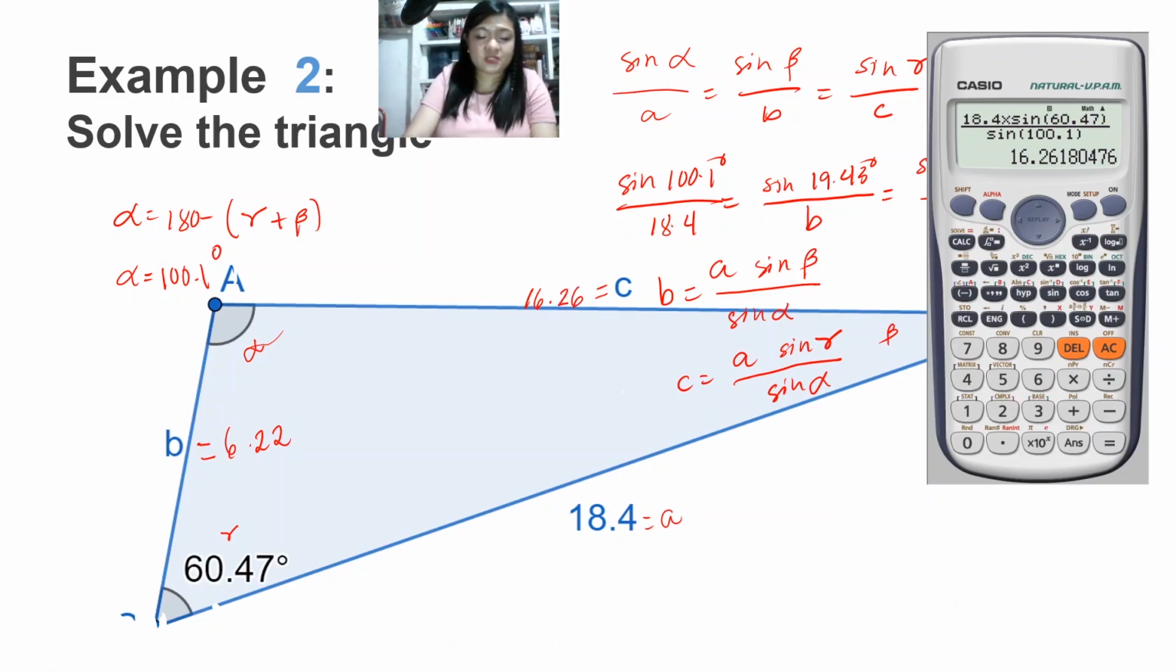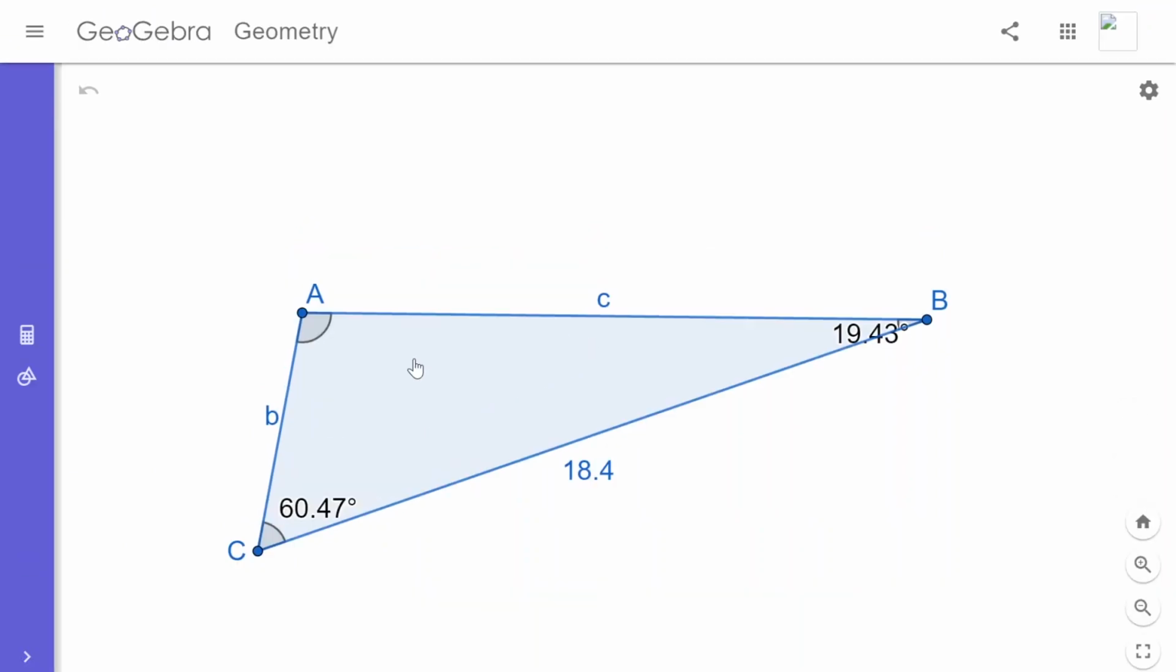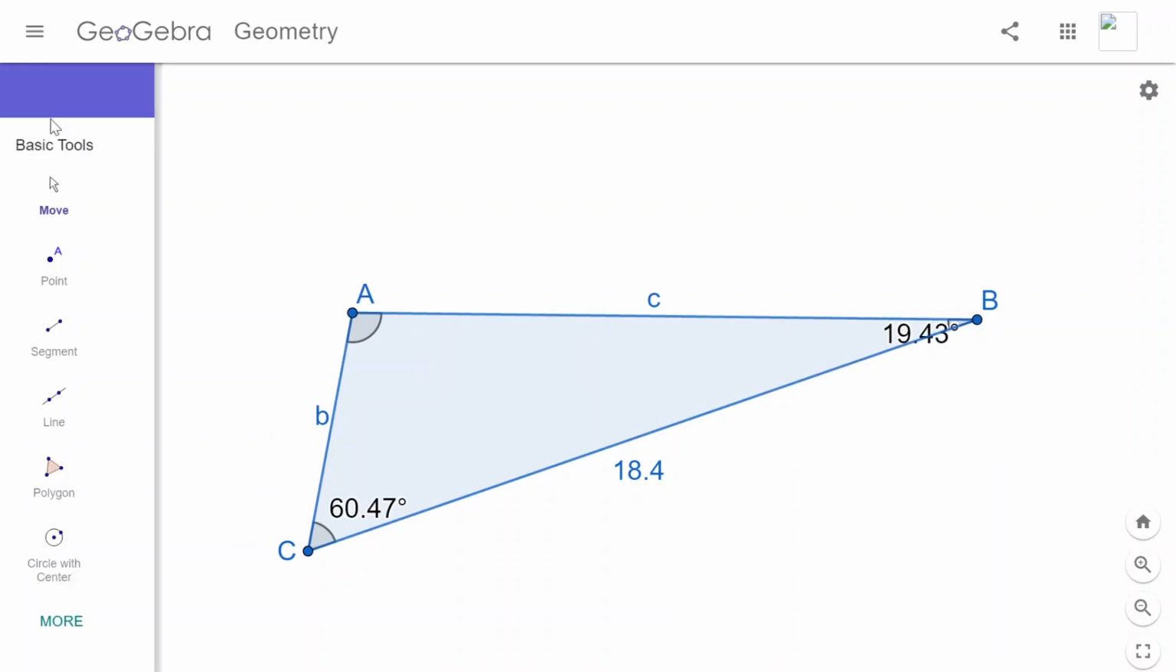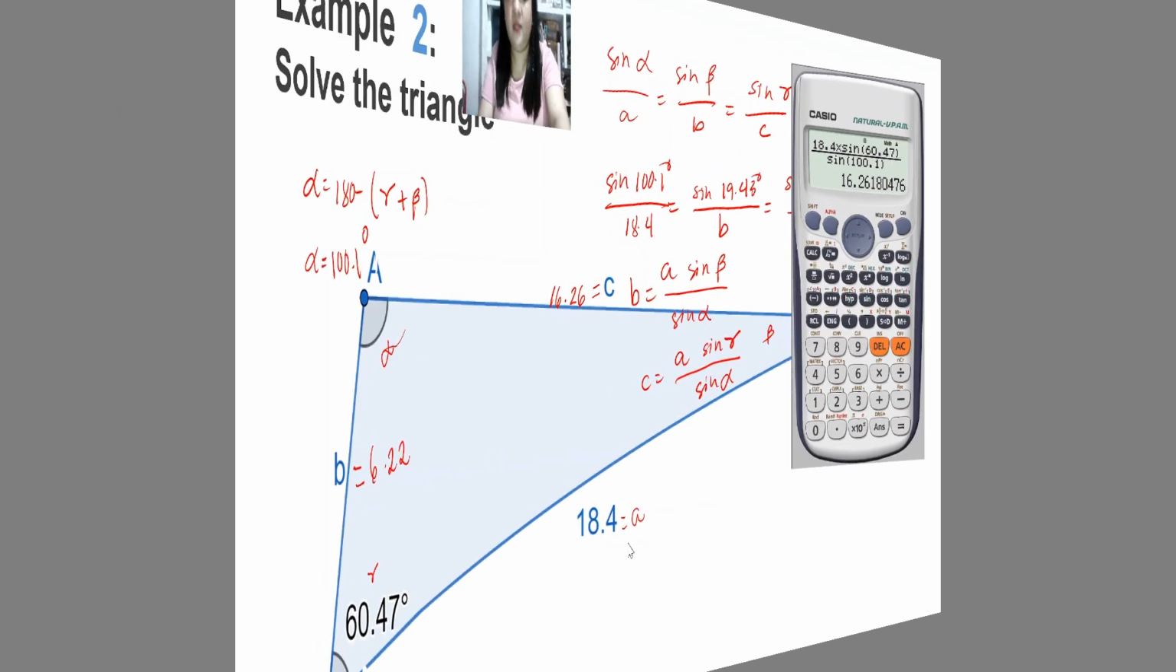Now let us check in GeoGebra if our answers are correct. Okay, so here for our second triangle, the values did not change, or I mean the triangle did not move. When we look back at our solution, we will be able to see that they are the same. Right? So, same.